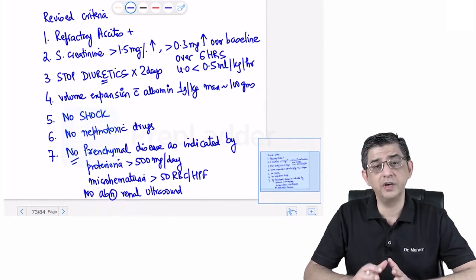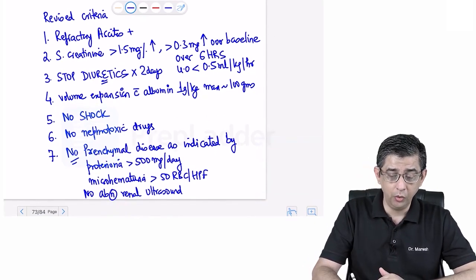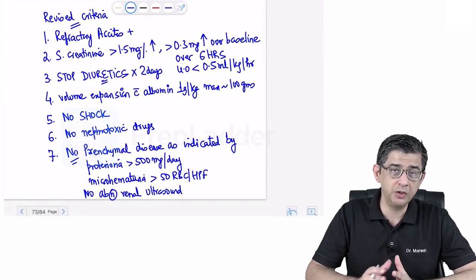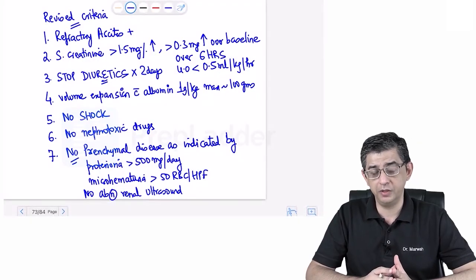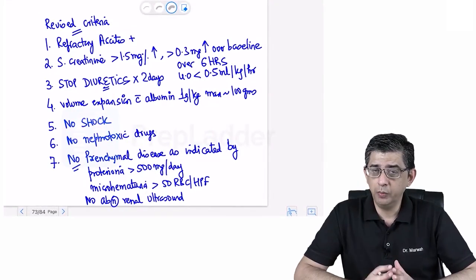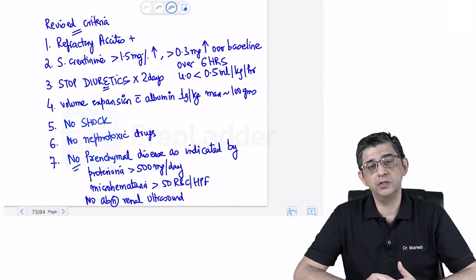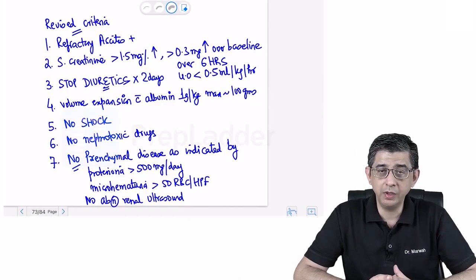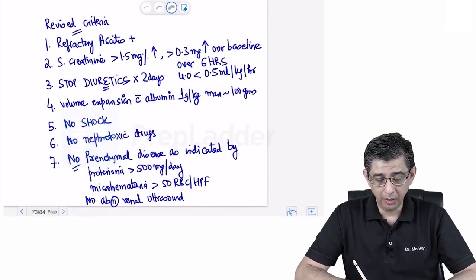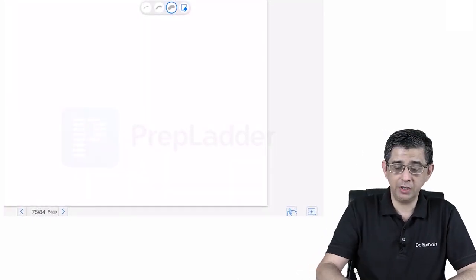So these are the revised criteria as compared to the older ones. You will notice that in the previous edition I was talking about a fluid challenge of 1.5 liters of normal saline, but here I'm talking mainly about albumin being administered. Albumin is useful not only for diagnosis of this condition but even for treatment, because it restores the circulating fluid volume. You see, hepatorenal syndrome can have two subtypes.